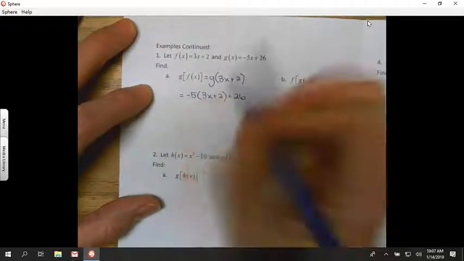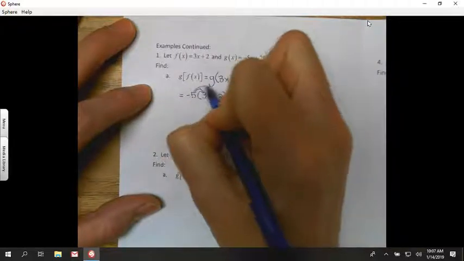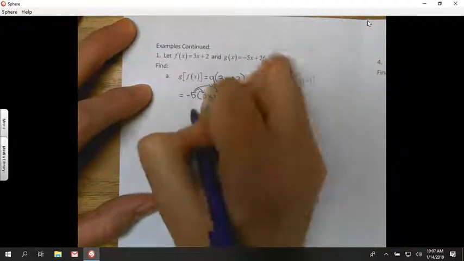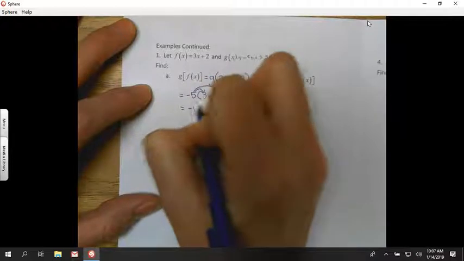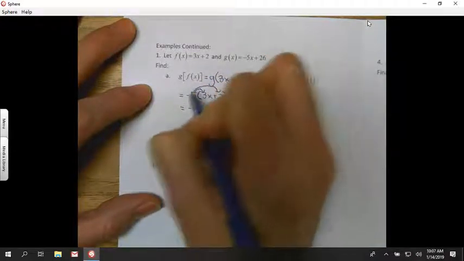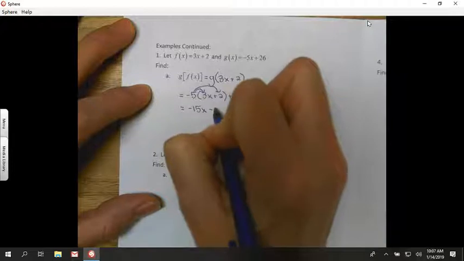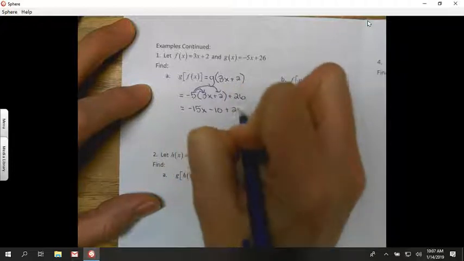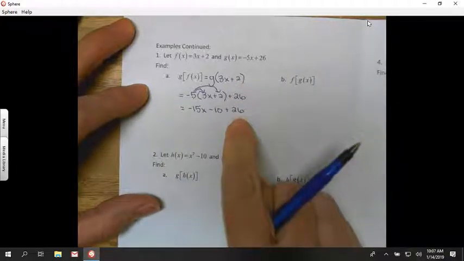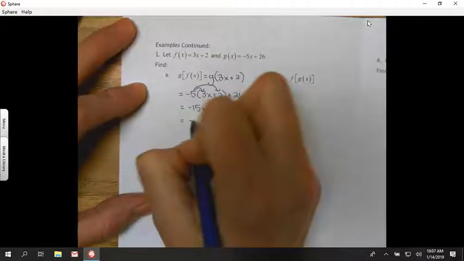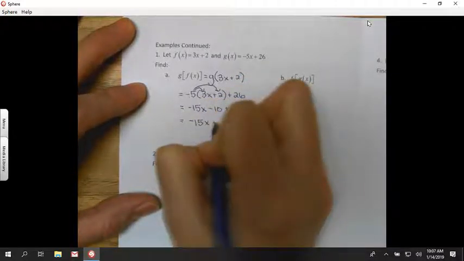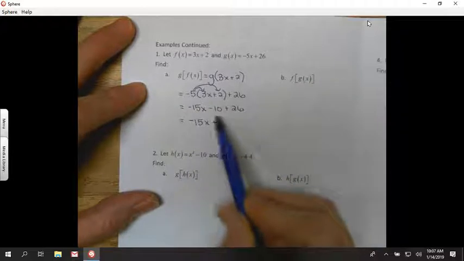Now, distribute the negative 5. So negative 5 times 3x gives me a negative 15x. Negative 5 times 2 gives me a negative 10. And then I'm still adding this 26 on the end. So negative 15x plus 16 when I combine my like terms.